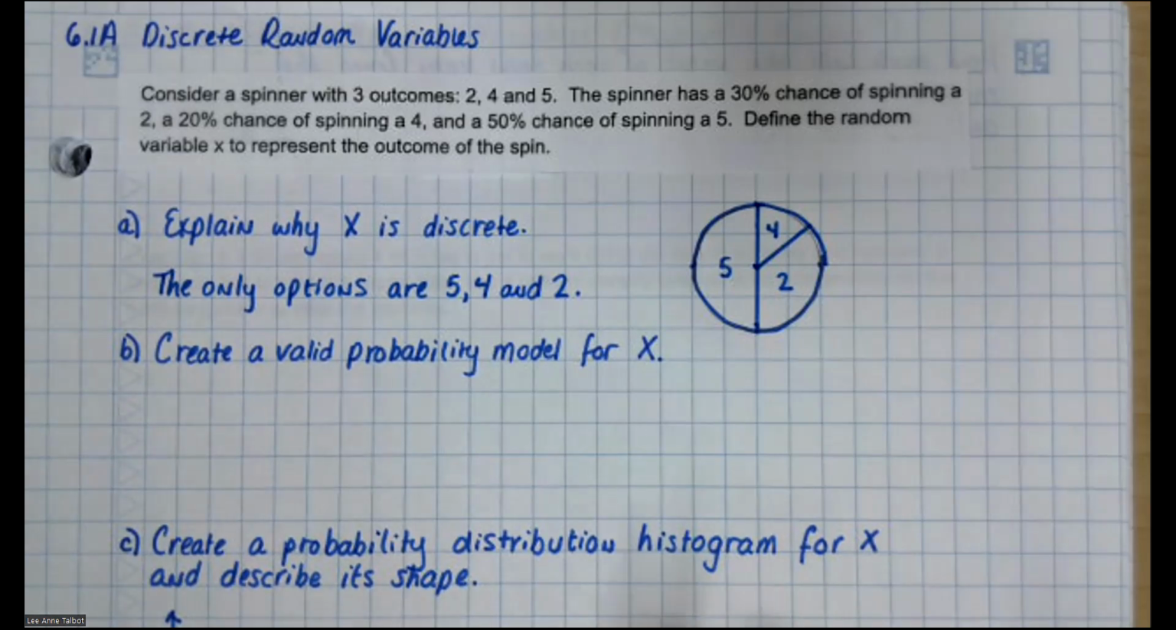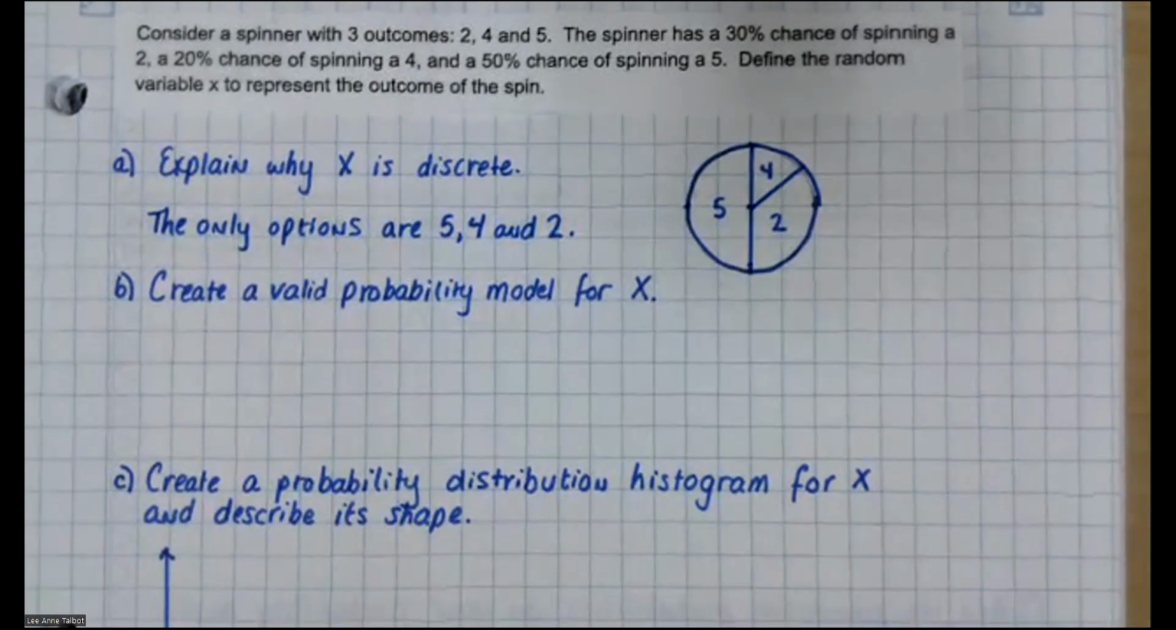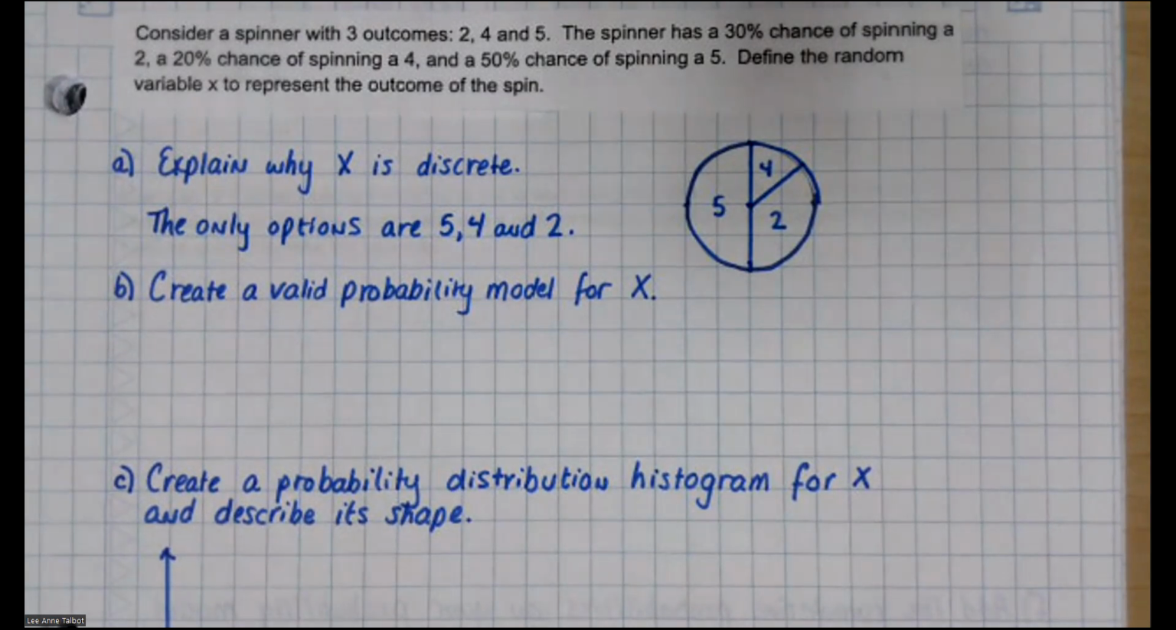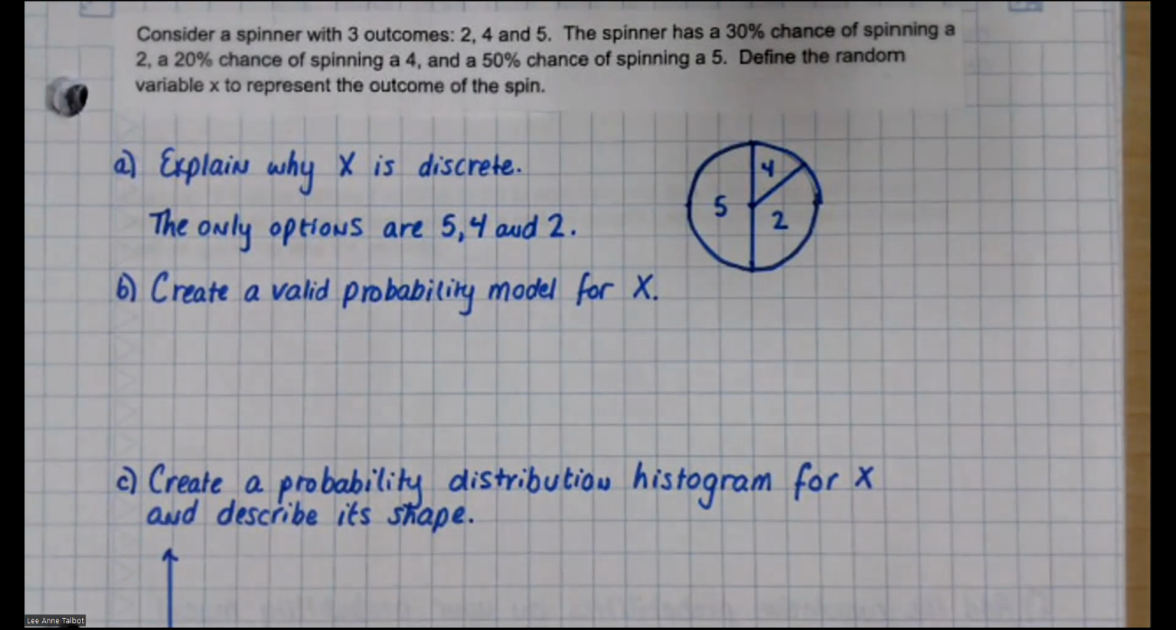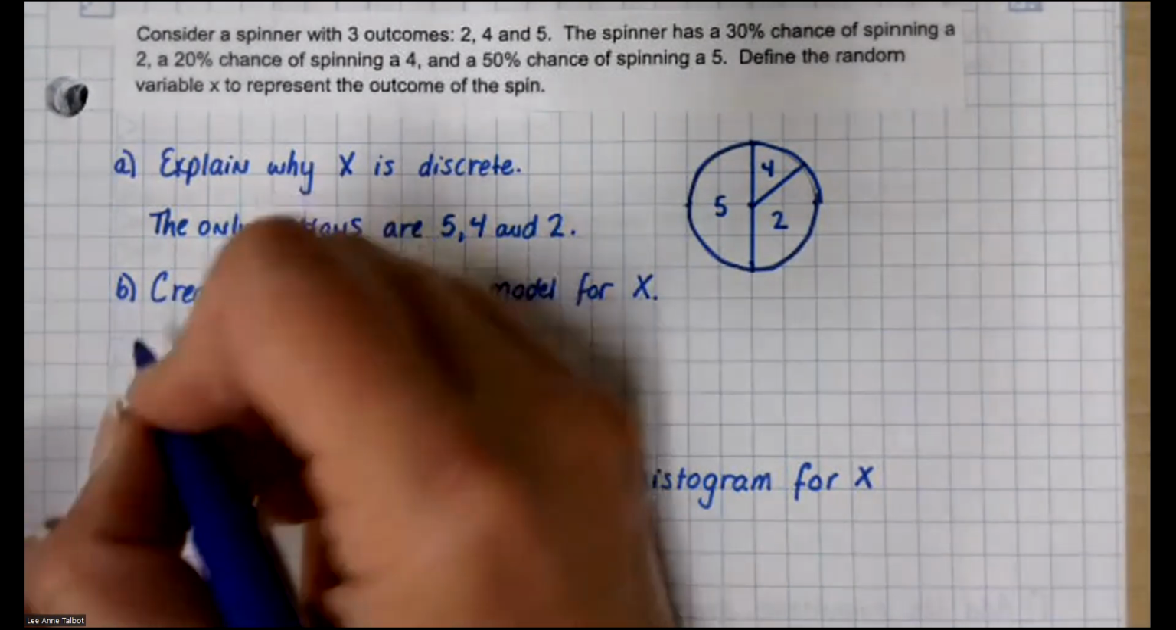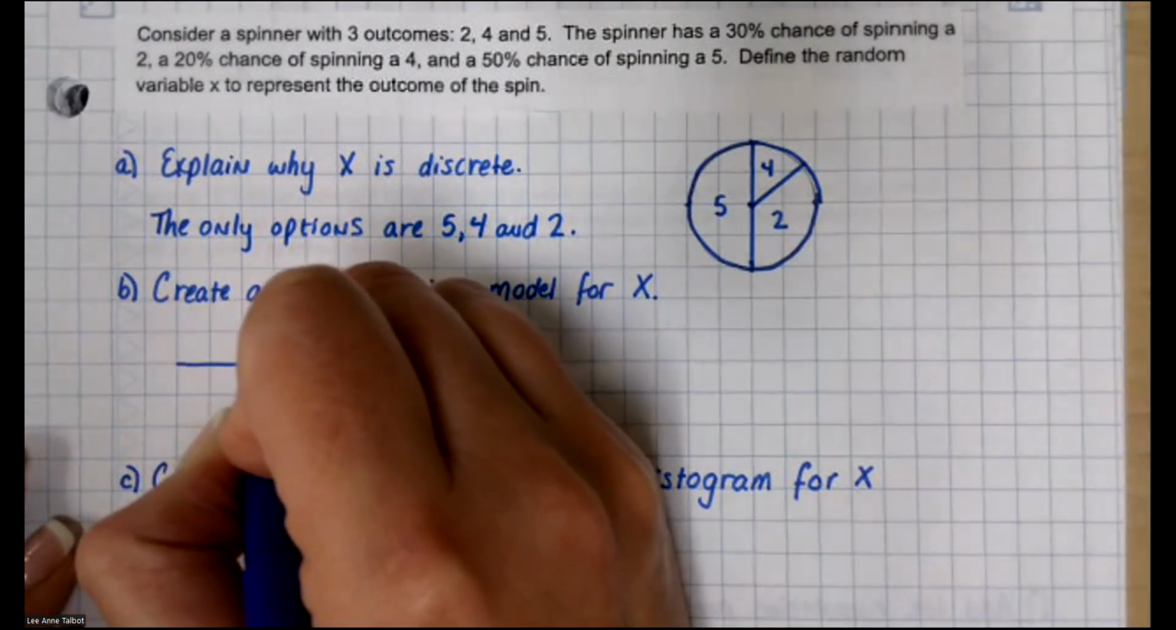Okay. With gaps between. So it's important to remember that discrete data has gaps. Okay, create a valid probability model for X. This is actually excellent practice for chapter 5, because in chapter 5, one of your questions on the test is to make something a valid probability model. So let's go over what that is.